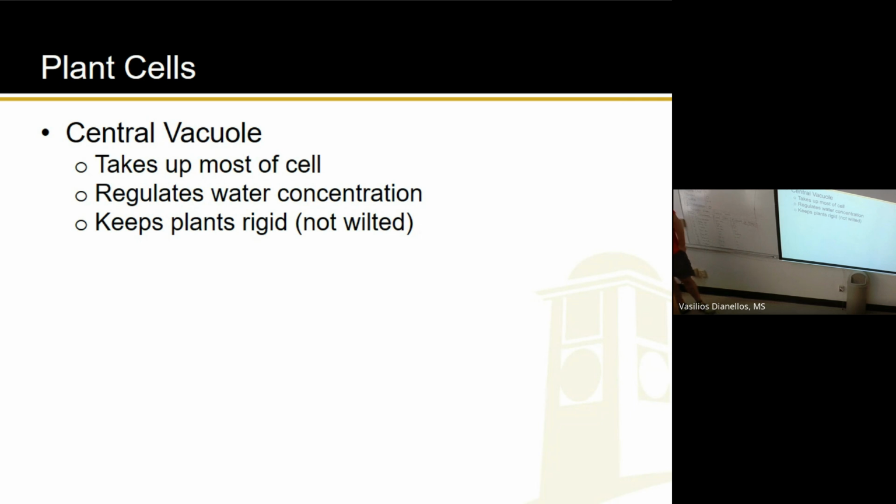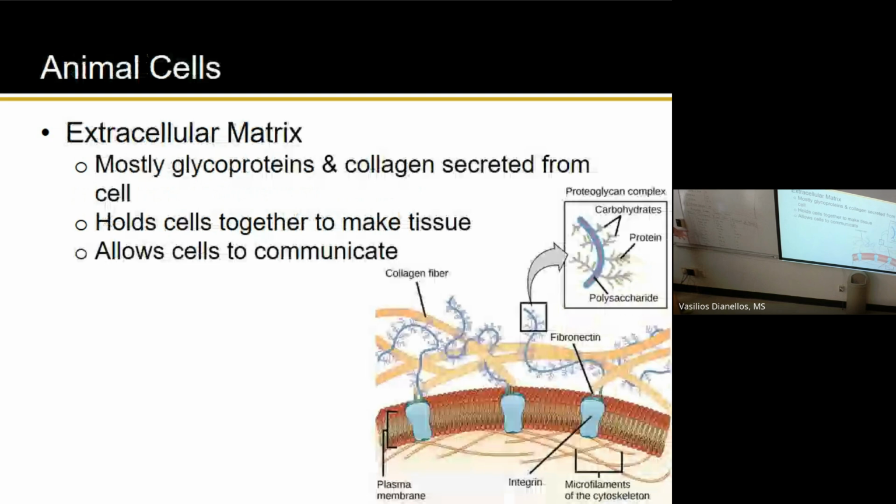Okay, another very unimportant one as far as the semester and the exams are concerned is something called an extracellular matrix. As you might imagine by the name, it's something on the outside of the cell, right? And it's mostly something called glycoproteins and collagen that are then actually secreted from the cell. And this is the thing that basically holds cells together.